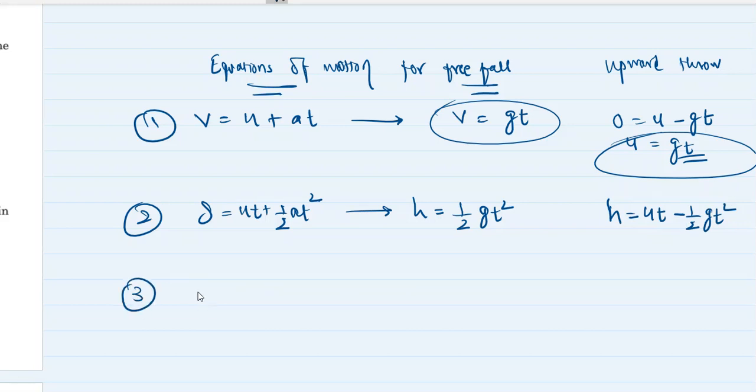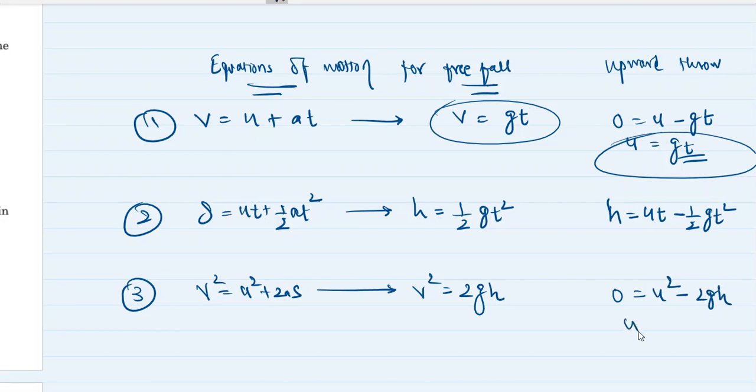And the third equation, v² = u² + 2as, will transform into, for free fall, v² = 2gh, since u will be 0. And for upward throw, the final velocity will be 0, so 0 = u² − 2gh, or you can say u² = 2gh. So these are the transformed equations for free fall as well as for upward throw.